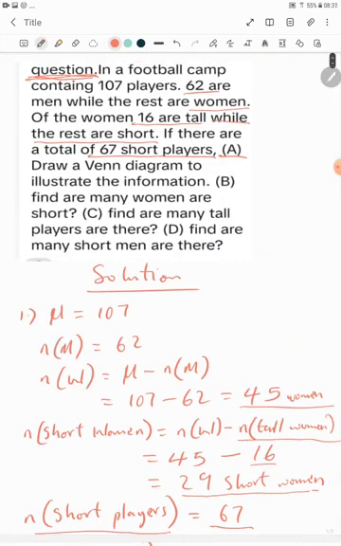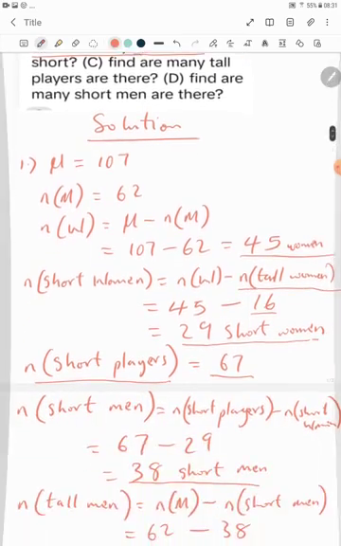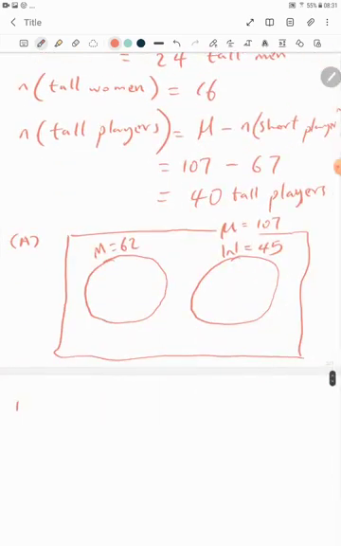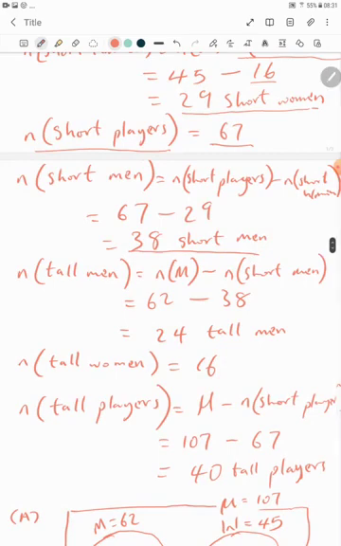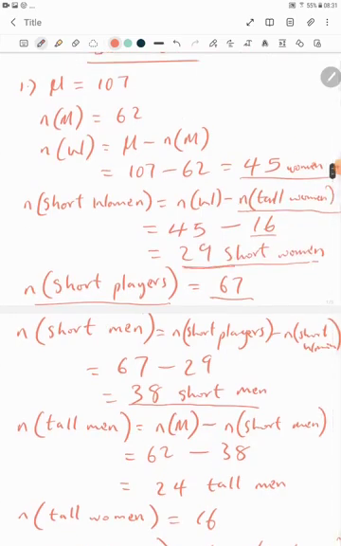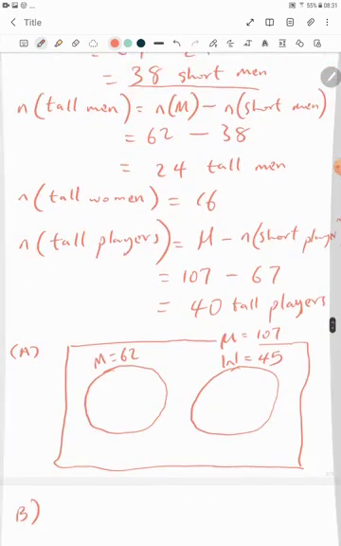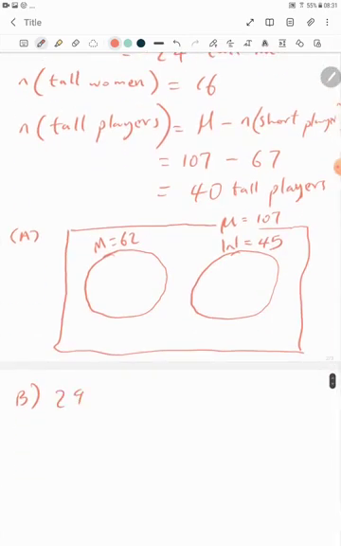Question B asks how many women are short. I think that's a typo. How many women are short? We have actually done that. That's the number of short women. We did it here: 29 short women. We have already calculated it, so we just input the answer.